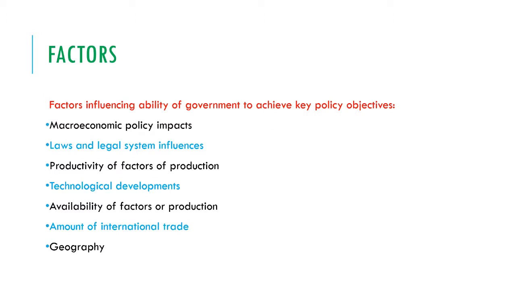So there are major factors that influence all of these, not just the one we just said on price stability. These factors will influence the ability of the government to achieve their key policies. They are the macroeconomic policy impacts, the laws and the legal system, the productivity of factors of production, technological development, and the availability of factors of production, along with the amount of international trade taking place and the geography of the country. For example, if you're landlocked or not, if you have a port.